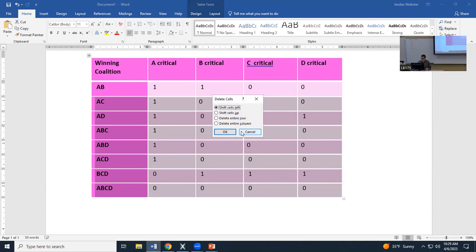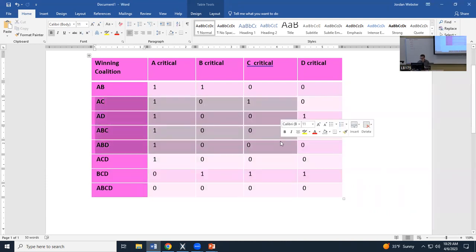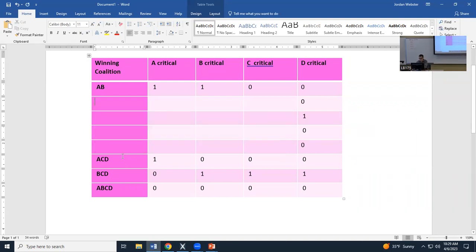Oh, oops. Let me try to delete what's in my previous table, not messing the whole thing up.